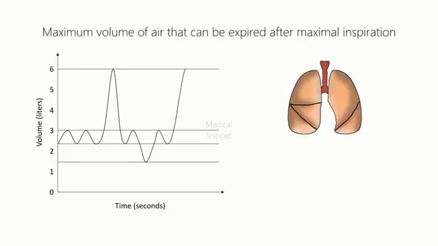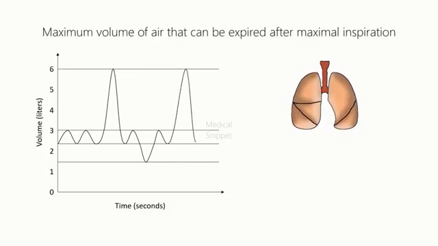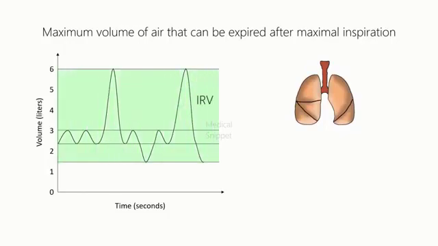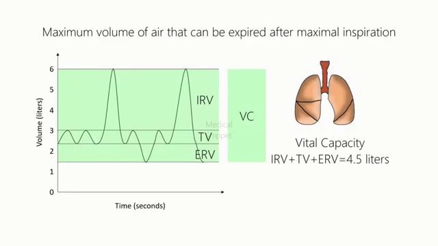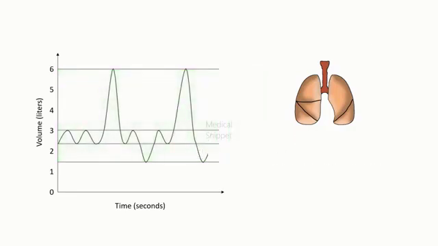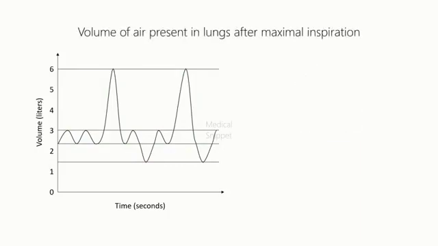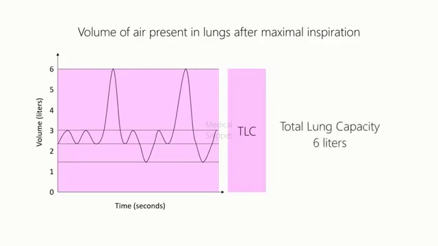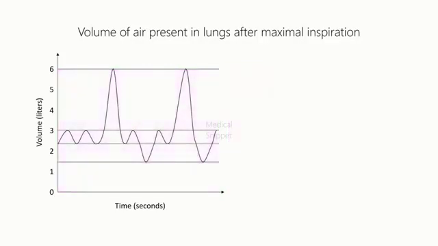The maximum volume of air that can be expired after maximal inspiration is called the vital capacity. That is, the vital capacity is the sum total of inspiratory reserve volume, tidal volume, and expiratory reserve volume, which is approximately equal to 4.5 liters. The volume of air present in the lungs after maximal inspiration is the total lung capacity, which is approximately equal to 6 liters. Let's now see the lung volumes and capacities in short.